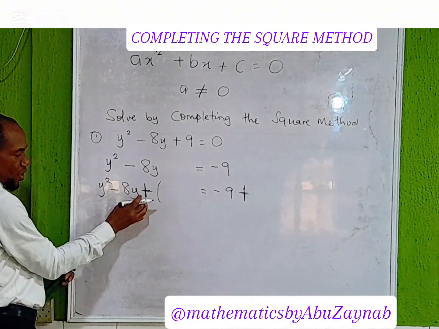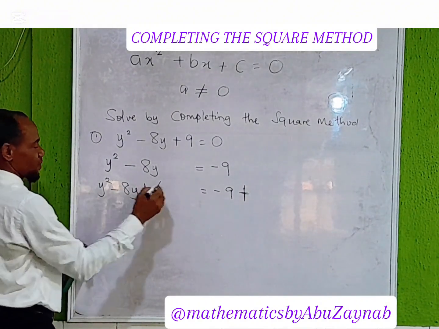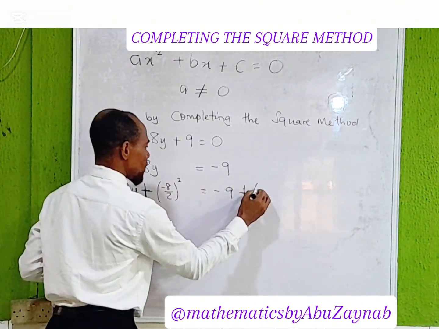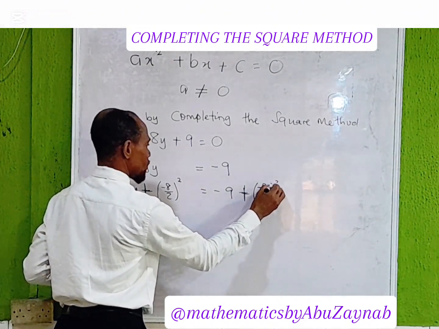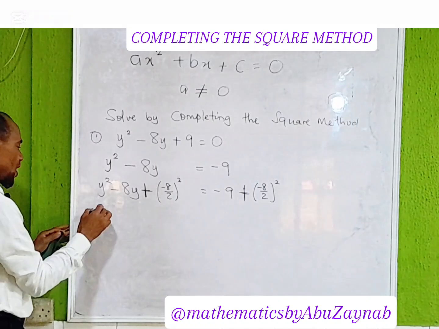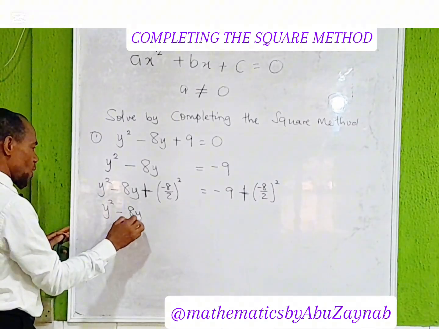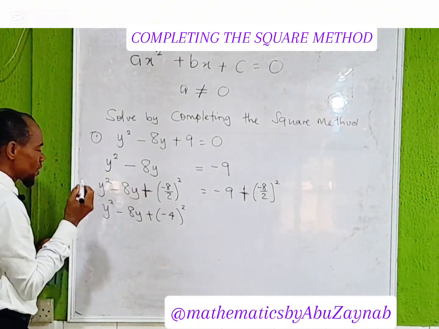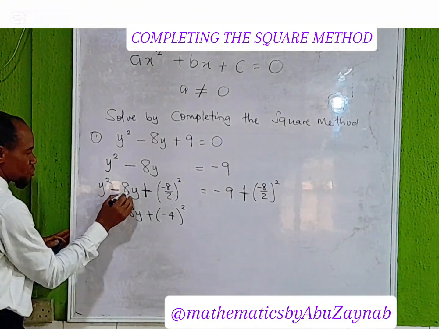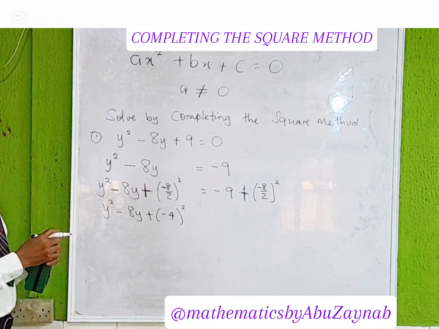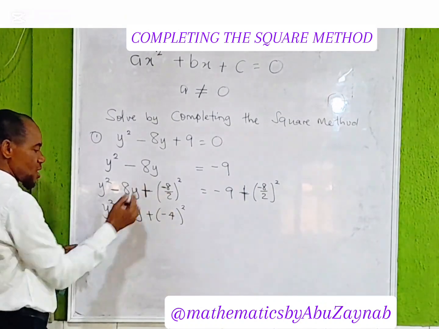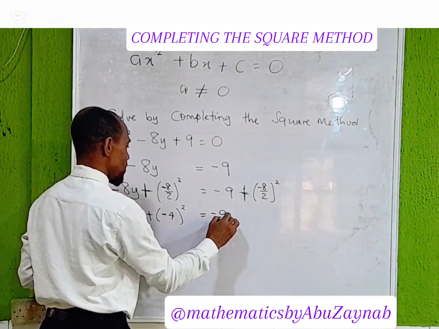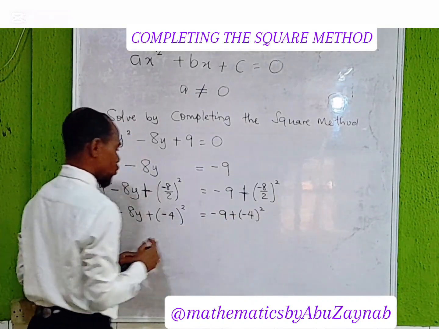The coefficient of the y value here is minus 8. Half of that, which is minus 8 over 2, then squared. Similarly, do the same here, minus 8 over 2, then squared. So that means basically y squared minus 8y plus, this will become, note, necessarily the sign of the coefficient must also be included in the bracket. That's very, very important. If it is plus, I have to include a plus. If it's a minus, as it is here, I have to include a minus. Very important. Then equals minus 9 plus also minus 4 whole squared.